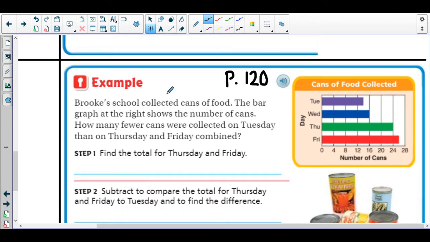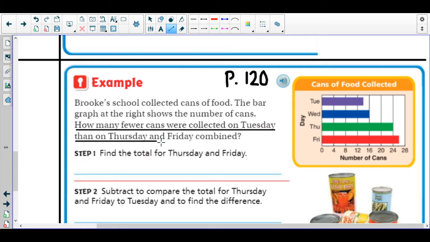Brooks School collected cans of food. The bar graph at the right shows the number of cans. How many fewer cans were collected on Tuesday than on Thursday and Friday combined? Okay, here is our question, so let's underline that so we're not losing track.